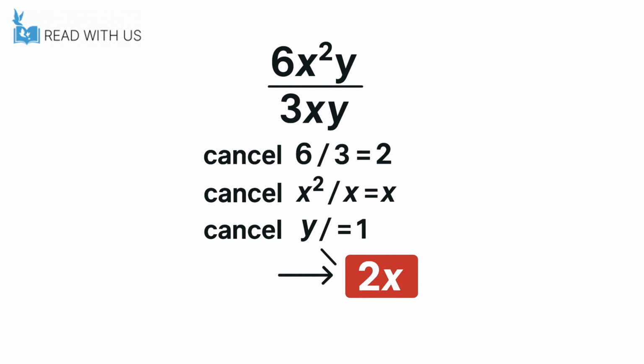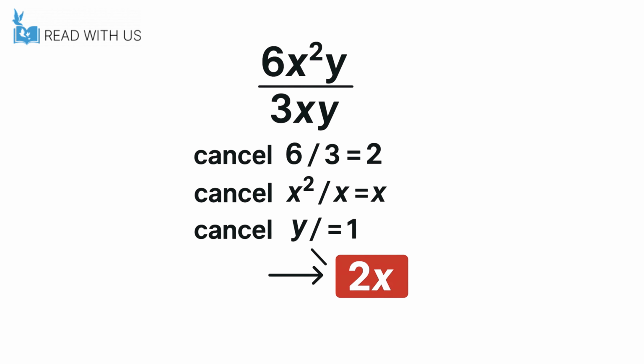Now let's try a slightly more complex one. 6x squared y divided by 3xy. First, look for common factors. 6 and 3 have a common factor of 3, x squared and x have a common factor of x, and y is common in both numerator and denominator. Canceling them step by step, 6x squared y divided by 3xy is equal to 2x.